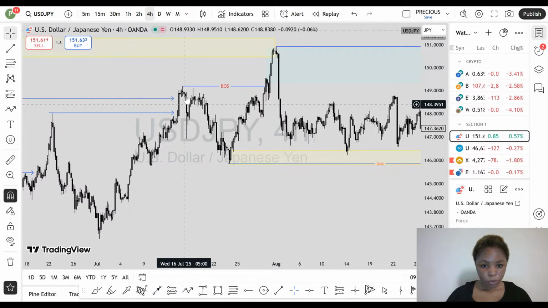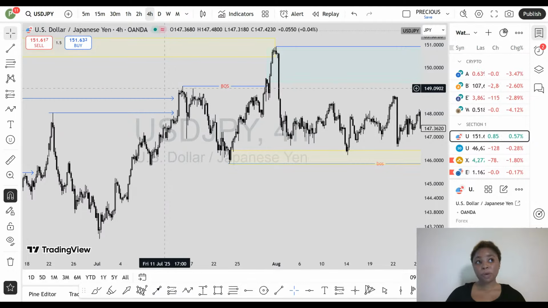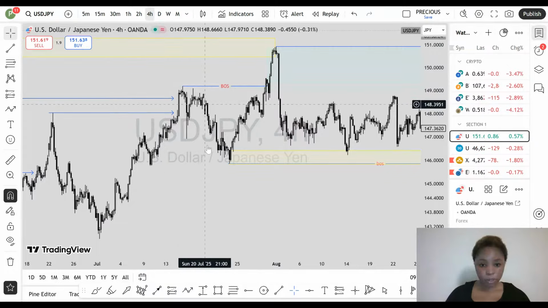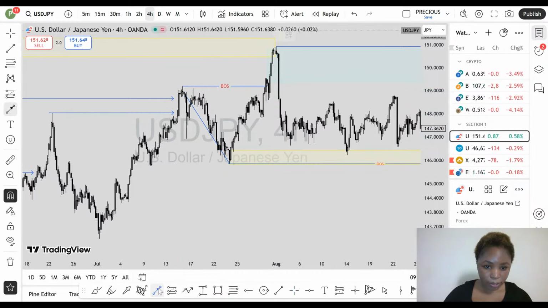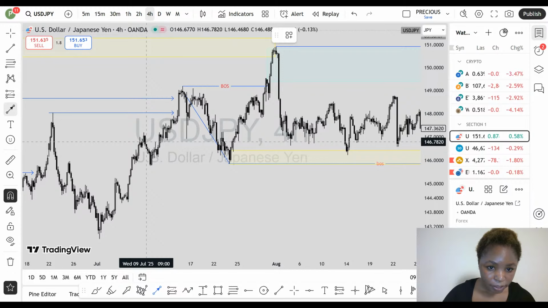So markets reacted from our daily bearish order block, pull into this level. Can you see we have a low here? We have another block here because we have a break of structure on the 4 hour. And even with that break of structure on the 4 hour, you can literally see that we still have an internal break of structure here.